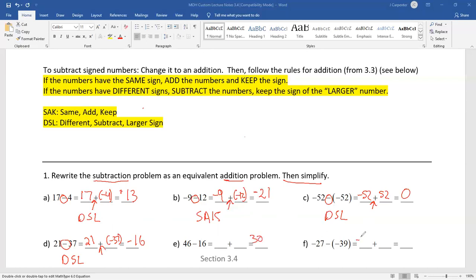F, leave the first number alone, negative 27. Change the subtraction to an addition. Now the number that came after the subtraction was negative 39, so now it's positive 39. DSL, this book really likes DSL. Negative 27, positive 39. So we'll subtract 39 minus 27 is 12. We keep the sign of the larger number. 39 is larger than 27, so that should be a positive 12 as our answer. Let's leave that up there for a few seconds.